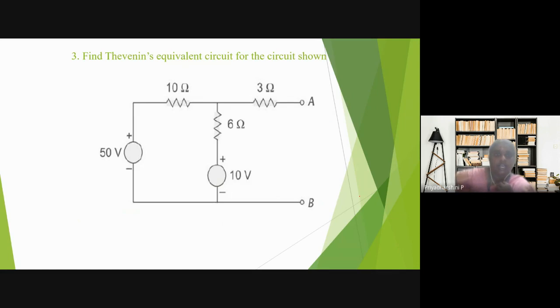So here they have given: find the Thevenin's equivalent circuit for the circuit shown. For this, we have to find the Thevenin's equivalent circuit. These two are the terminals. We have to find the VTH and RTH. Here we have two sources. One is a 50 volt source in series with 10 ohms, another is a 10 volt source in series with 6 ohms.